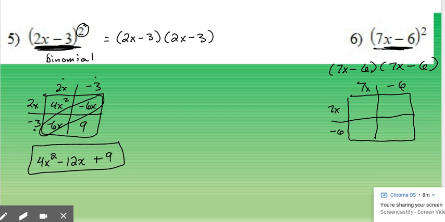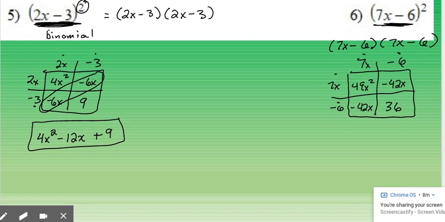Okay, I have 7x minus 6 times 7x minus 6. Well, 7x times 7x is 49x squared. 7x times negative 6 is negative 42x. Negative 6 times 7x is negative 42x. And then last one, negative 6 times negative 6 is positive 36. Add up my like terms. I have 49x squared minus 84x plus 36.